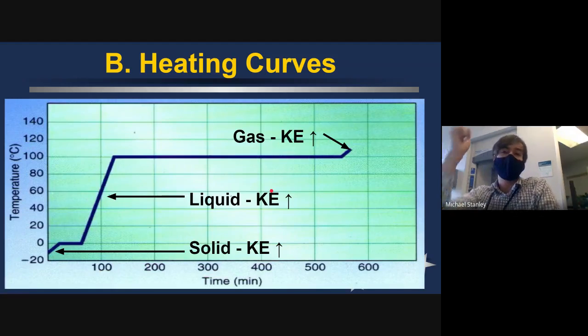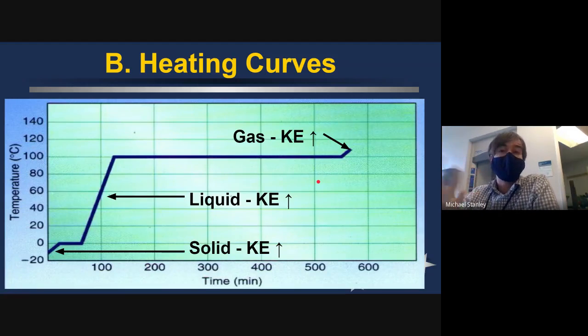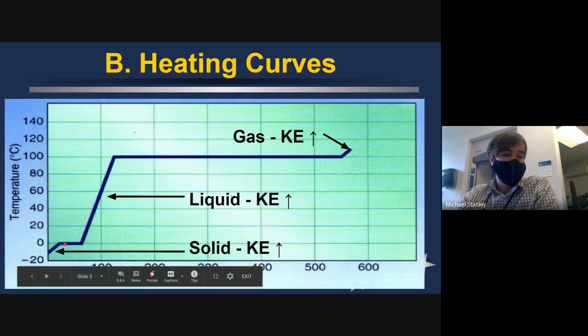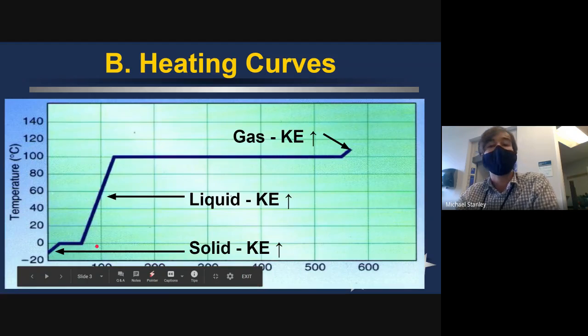So if you imagine somebody stuck a thermometer in a big ice block and then put that ice block on a stove, this is what the temperature readout of that thermometer would be over time. The two major areas of the heating curve that we're going to talk about today are the areas where the temperature is going up and the areas where the temperature is not going up, where it is staying the same or where it is flat.